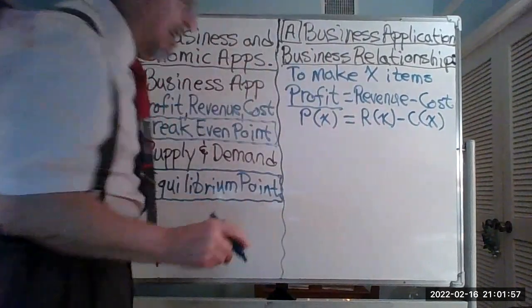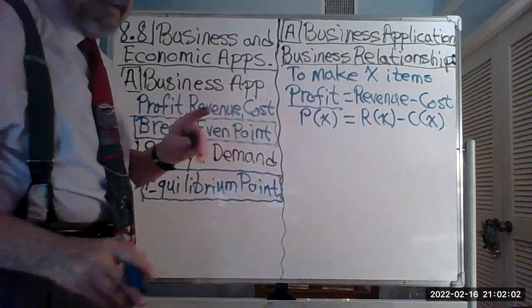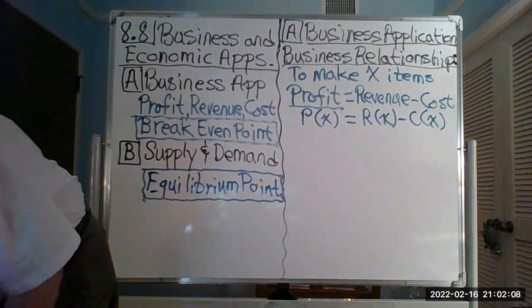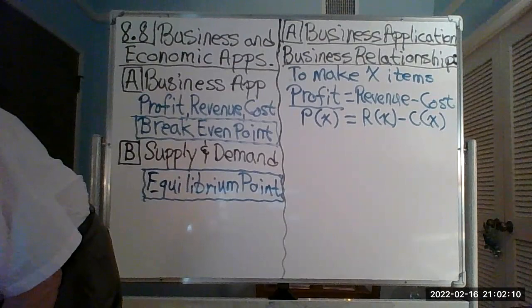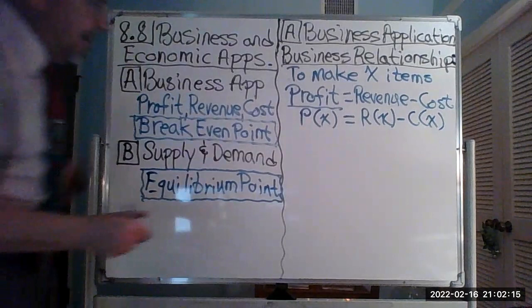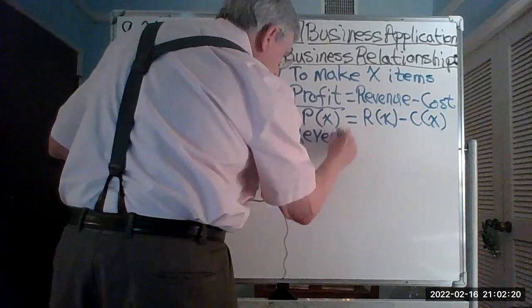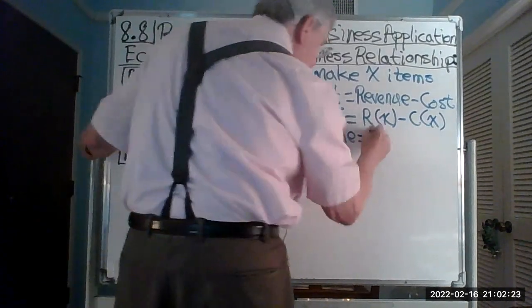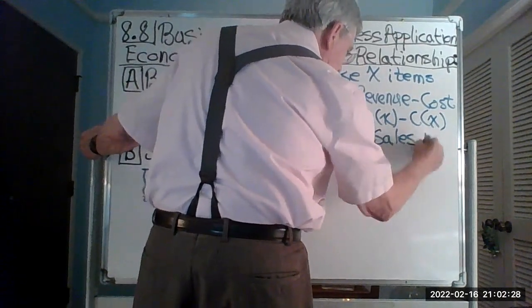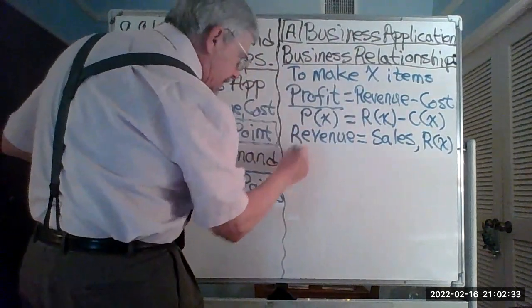And again, our functions are going to be very, very simple and straightforward. Okay. But the bottom line here is to make a profit. Now, first let's talk of revenue. So revenue is your amount of sales. Okay, and that's our function, R as a function of X. So how much we're selling stuff for.